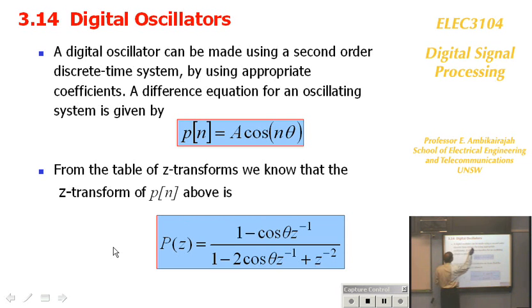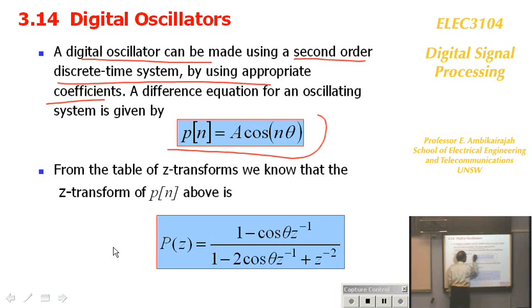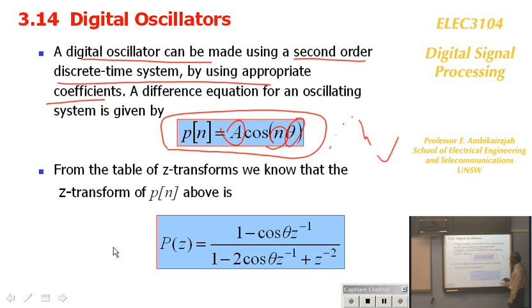So, a digital oscillator can be made using a second order system with the appropriate coefficients. Simple solution. What is a digital oscillator? You have a resonant pole on the unit circle. I'm going to show that to you now. So my question is, I want my oscillator to produce this output. A is my amplitude, theta is my frequency of oscillation, and these are the sample numbers. So I want to get an oscillator coming out like that. How do I design it?